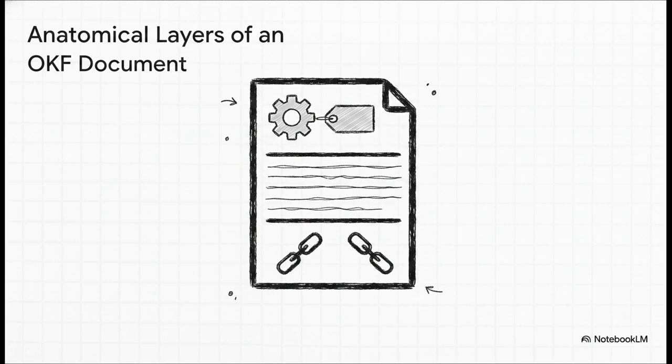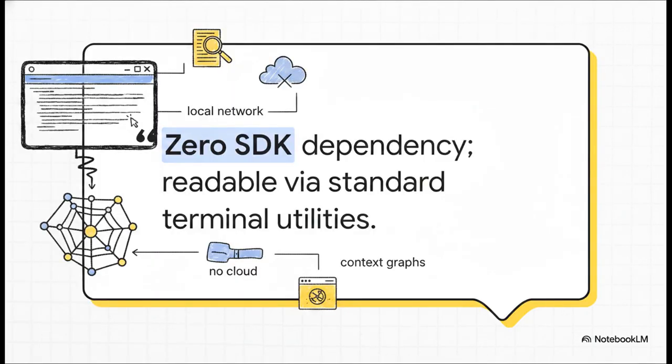Now, just to avoid namespace collisions in practice, practical tools like Stashpad will actually prefix custom keys in the workspace and then dynamically map them back to standard OKF front matter during their production exports. I really want you to burn this quote into your minds. Zero SDK dependency, readable via standard terminal utilities. This rule is absolute paramount.